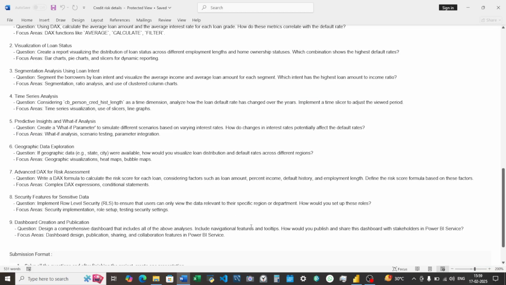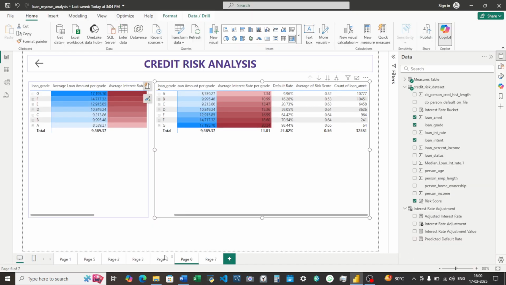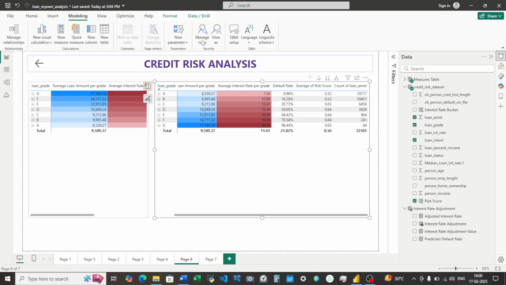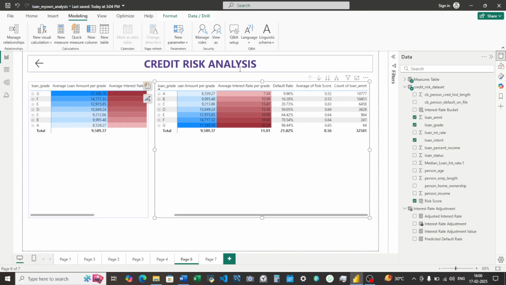And then security features for sensitive data. Implement row-level security to ensure that users can only view the data relevant to their specific region or department. How would you set up these rules? How would I set up these rules? Well, again, using the modeling tab itself. In manage rules, you could see that one I have already done. I have assumed that we have a separate department for the personal loan, and only the persons who belong to personal loan department should be able to use personal loans. So I have put the loan intent to personal, and we close it over here.